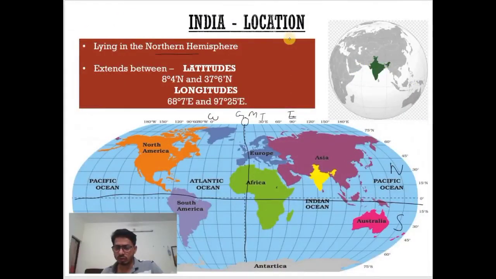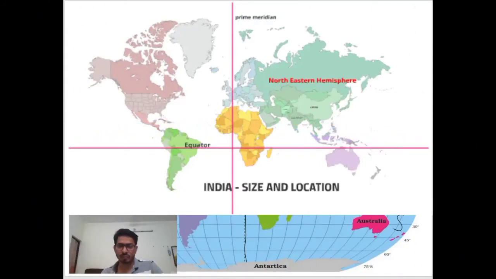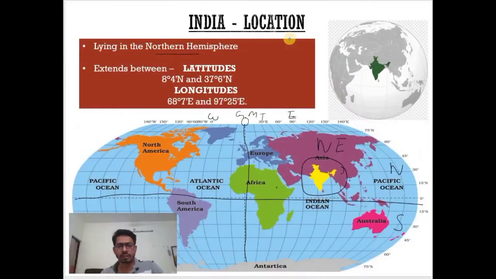If you just look here, India is located here. So you can say India is located in the northeast, because it is above the equator and east. GMT is in the center, passing through Europe and Africa, and if you go to the eastern side, you will find India. Here two more important things are given. For that we will refer next month. So just remember 8 degree 4 minute north and 37 degree 6 minute north.